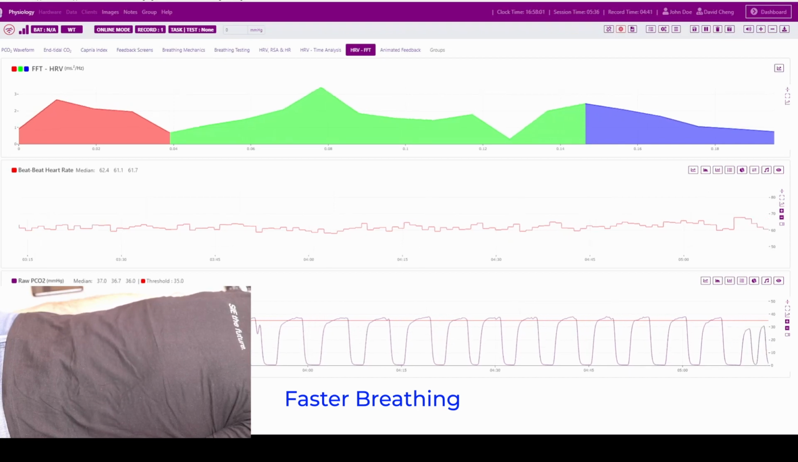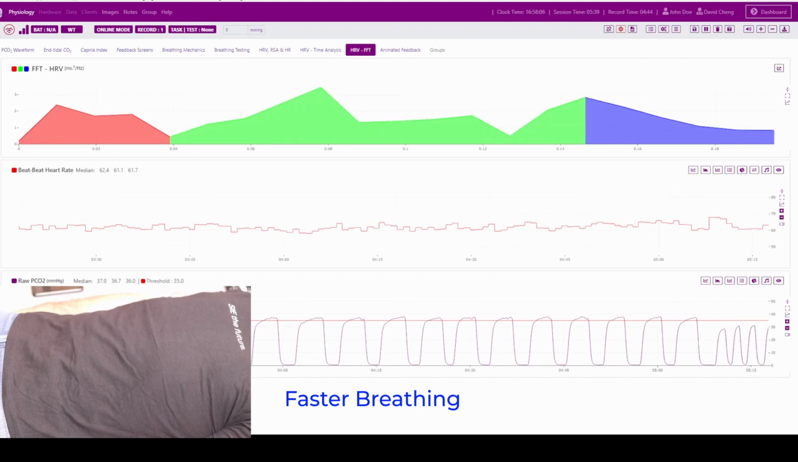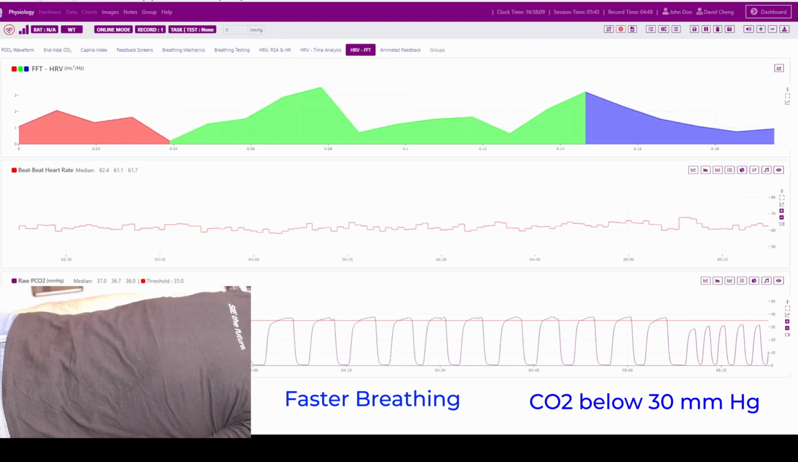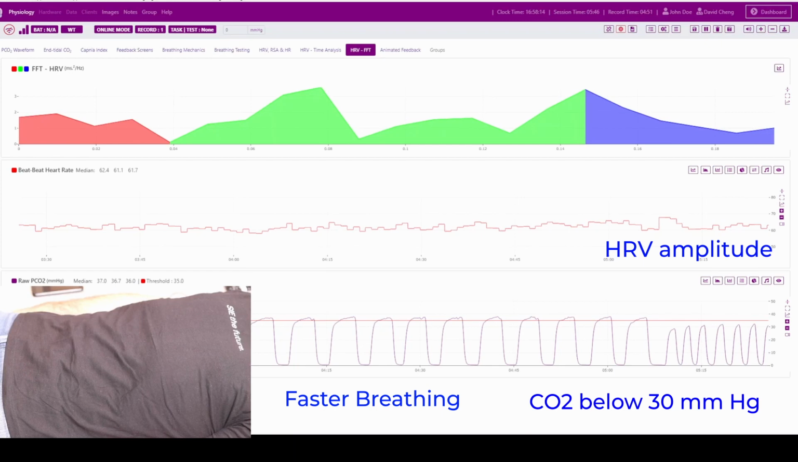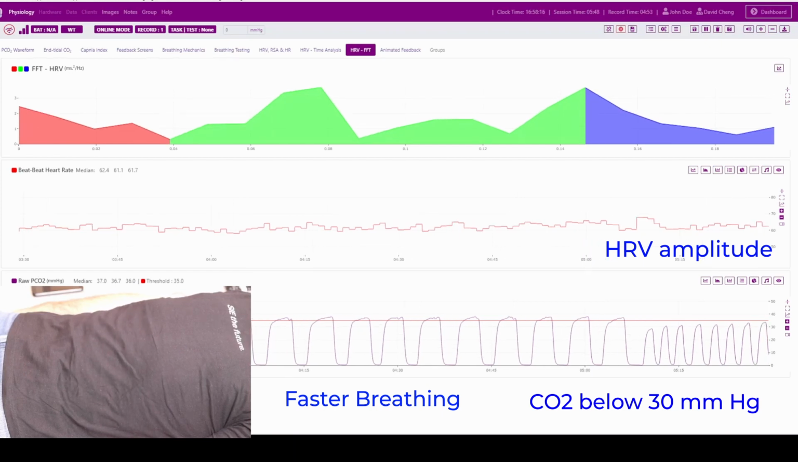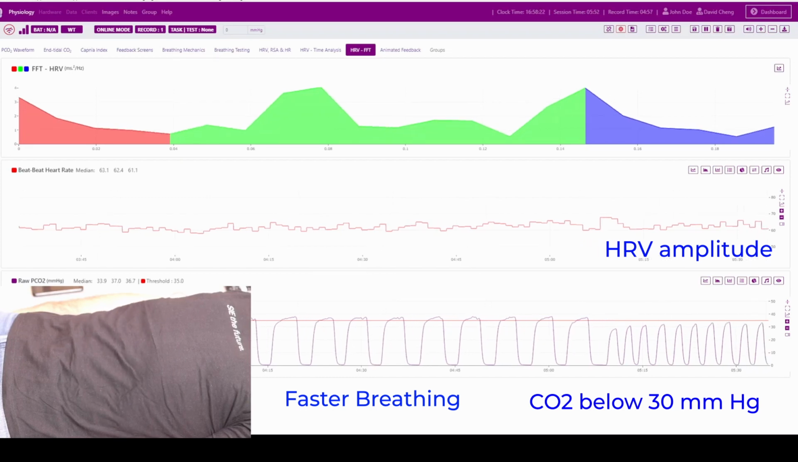You will see as soon as he does that, you'll see the carbon dioxide level dropping on the lower right-hand corner there. You can see that. And you can also see the heart rate variability amplitude becomes smaller as well. The heart rate variability amplitude on the second row gets smaller.